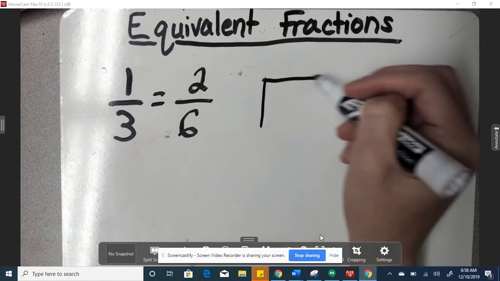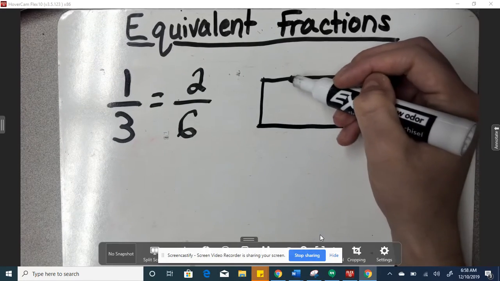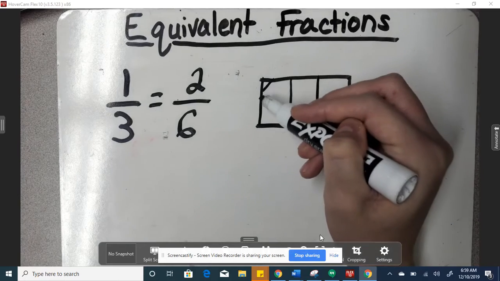So to do that, we'll draw a rectangle just like our strip of paper. We're going to split it into 3 equal parts. Doesn't have to be perfect. And we're going to shade 1/3 of them.